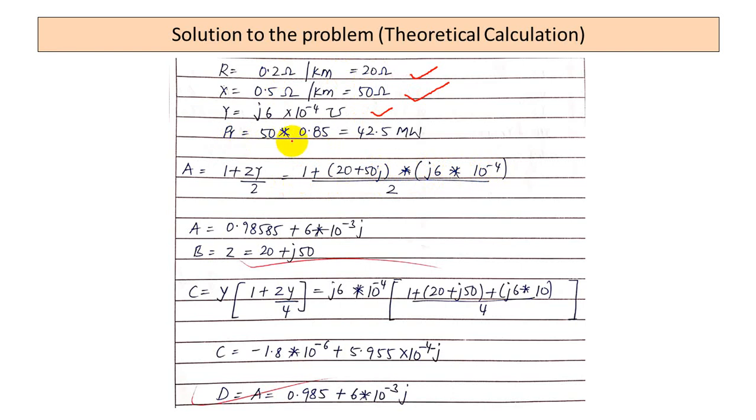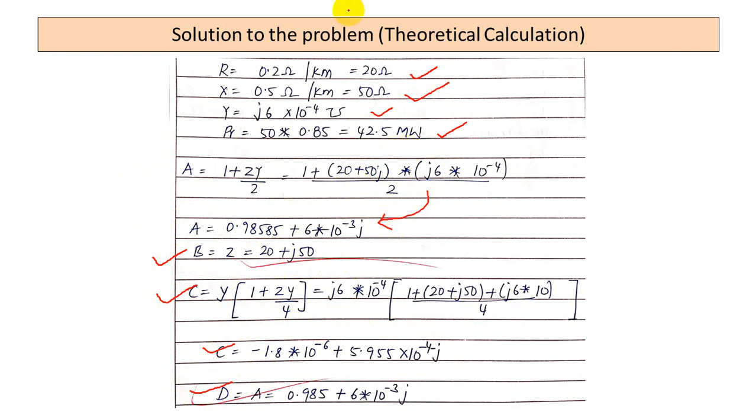So receiving end power is going to be 42.5 megawatt, as I have told you. 42.5 is going to be the receiving end power, 50 MVA multiplied by 0.85. You can calculate A by using this formula, as we have discussed in the previous slide. A can be calculated by mere substitution. B is directly equal to Z. C is directly equal to Y multiplied by 1 plus Z by 4. We will get C, and D is equal to A. These are direct substitutions. The values can be noted as given in your slide, or you can calculate using your calculator. It is very, very mandatory.